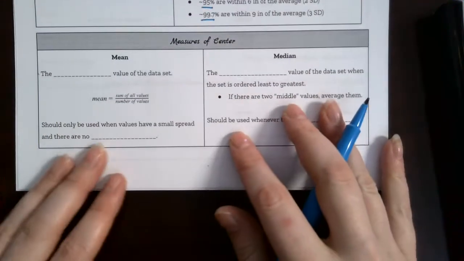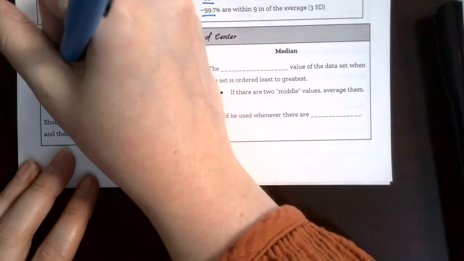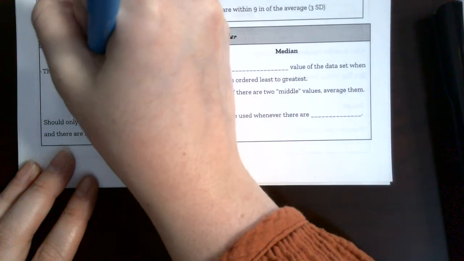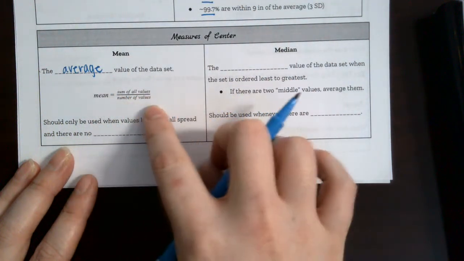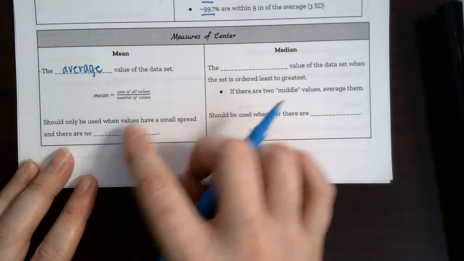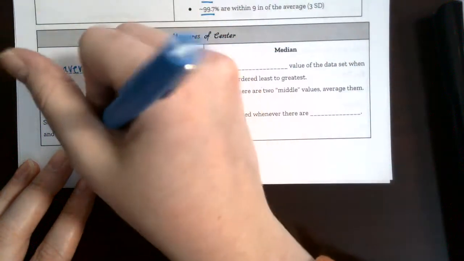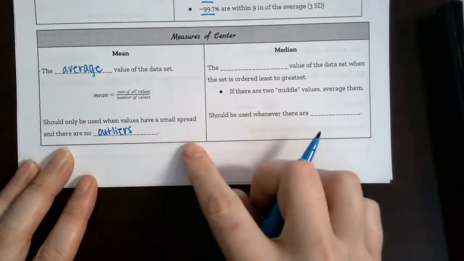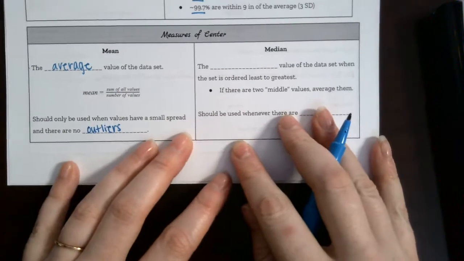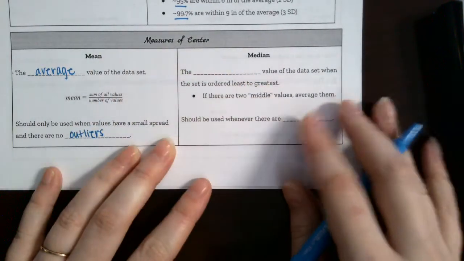So now let's talk about our measures of center, which are mean and median. So the mean is the average value in a data set. And basically you add up all your values and divide by the number of them. This should only be used when the values have a small spread and there are no outliers. We'll talk more about this later as well, but it's good to know that piece of information. So if there are any outliers, you can't use the mean.